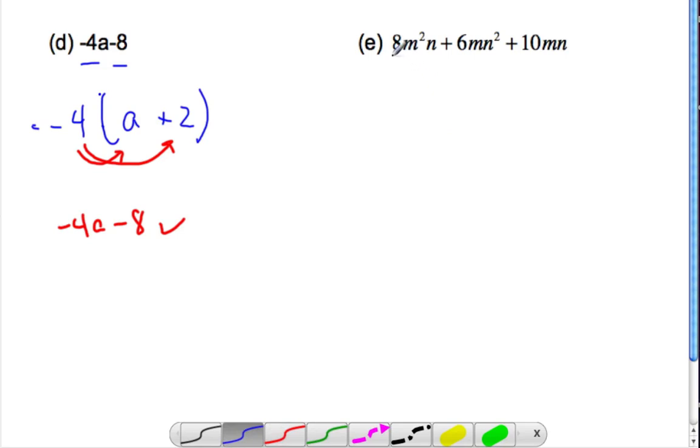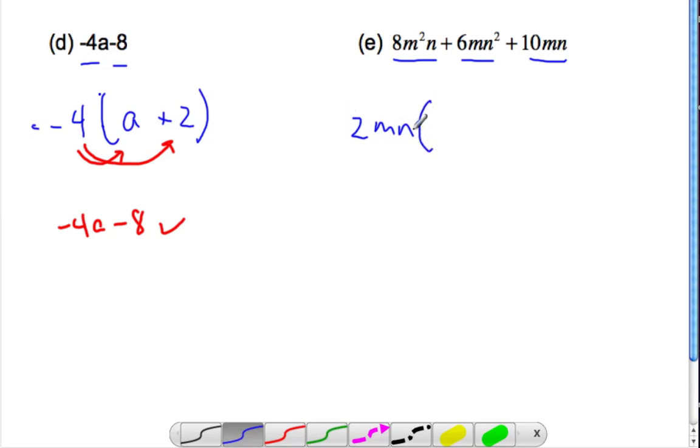Oh man, look at this one. This looks killer to me. I have 8m squared n, 6mn squared, and 10mn. If I look at the letters, there's an m and an n, an m and an n, and an m and an n. So I know m and n are going to be common. And then they all divide by 2, right? So I can pull out the 2.